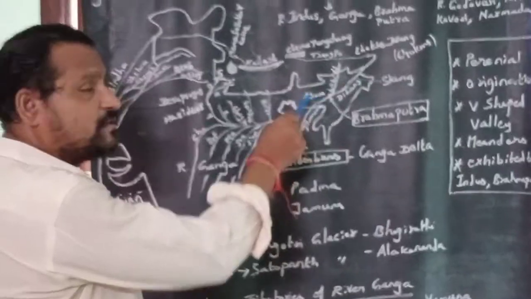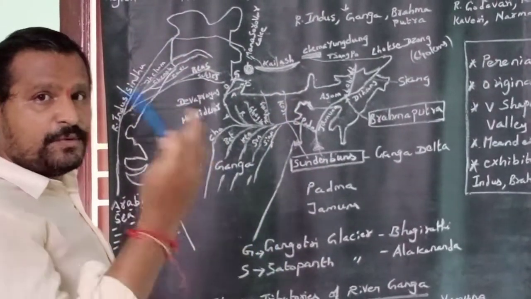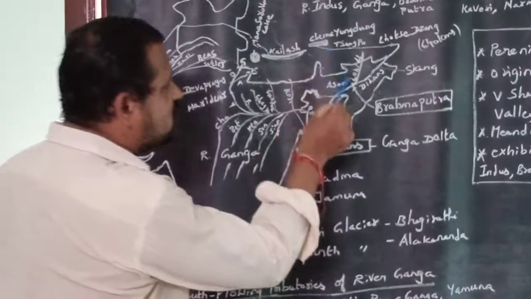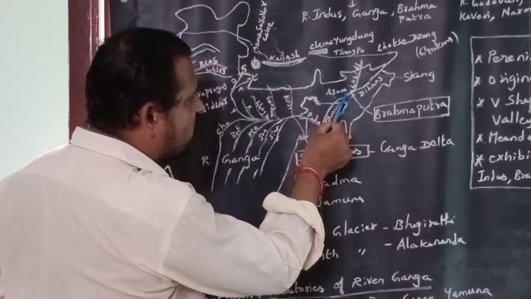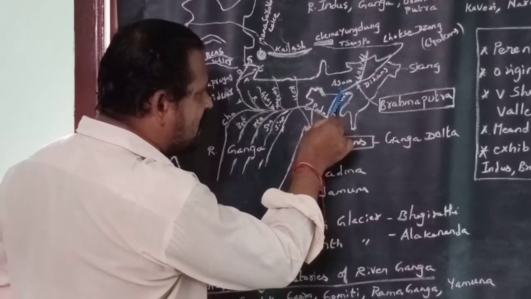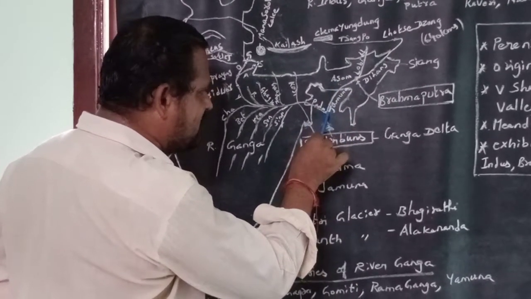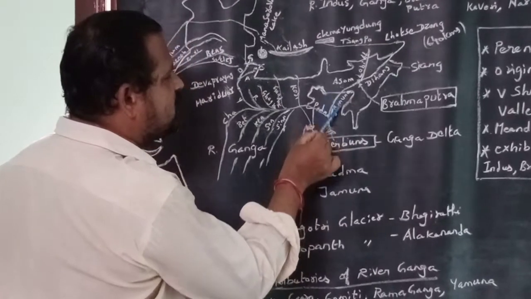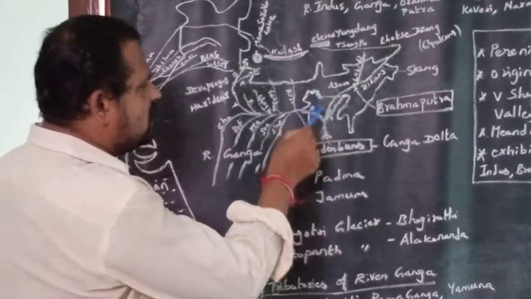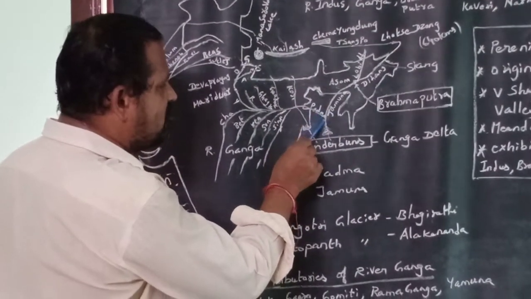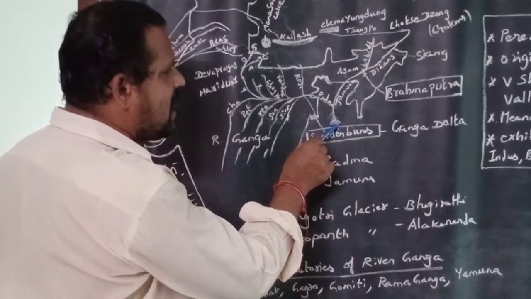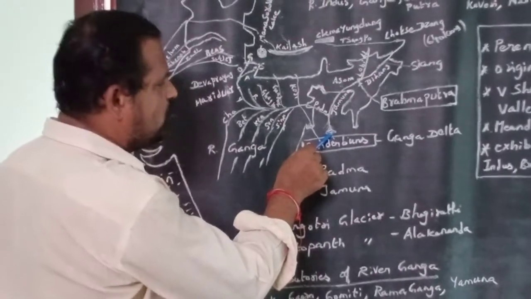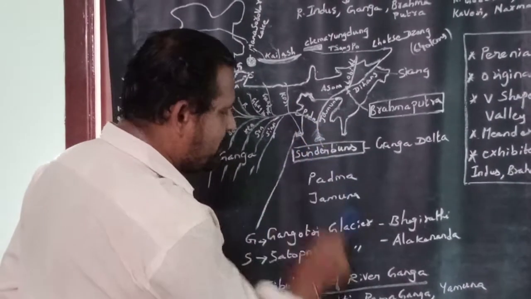This river, Brahmaputra, is famous for floods. Now this Brahmaputra River enters Assam and flows in Assam. Then it flows in Meghalaya state. Then it enters Bangladesh. In Bangladesh, the river Brahmaputra is called Jamuna. Now this Jamuna River joins the Padma River and forms a triangular basin called a delta, the Ganga Delta, called Sundarbans, the largest delta in the world. At last it reaches the Bay of Bengal.